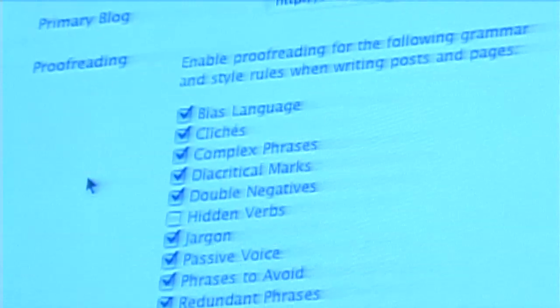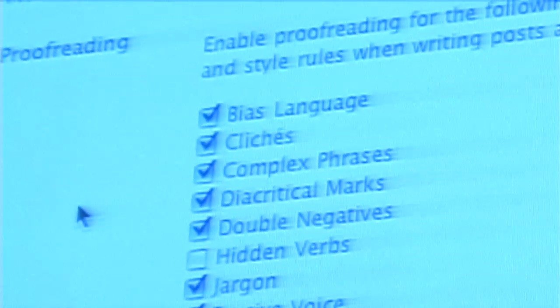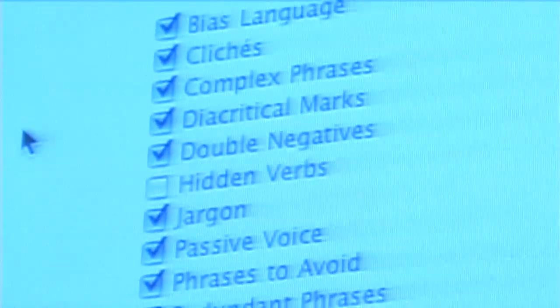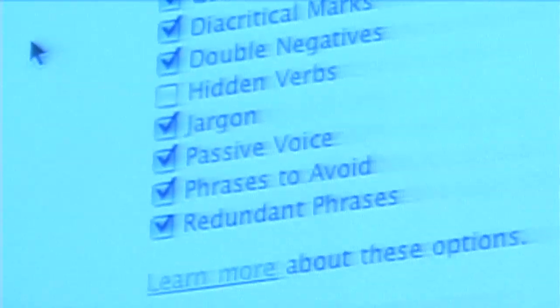And another neat feature of After the Deadline, if we go to my profile, most of these options, the blue ones and the green ones, are turned off by default. But you can turn these on, and After the Deadline will help you find biased language. It'll help you find cliches, about 700 of them. Complex phrases, it'll help you restore diacritical marks, like accents, like in resume, the little tick on the E, or a little tilde thing on San Paulo.